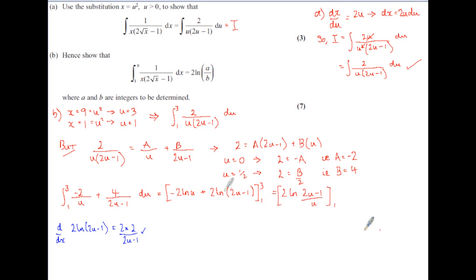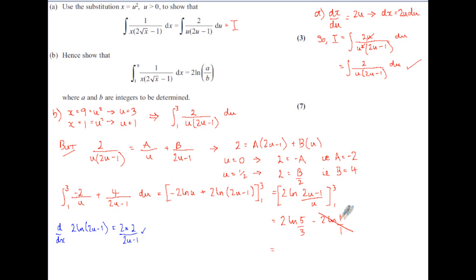And rearranging our logs, just because we can, we've got 2 of each one, and I've got a plus log and a minus log. So that simplifies, or I can change that into 2 log of 2u minus 1 over u. And so that's what we've got. And we're gonna plug 3 in, and we're gonna plug 1 in, find the difference, and that's the answer.